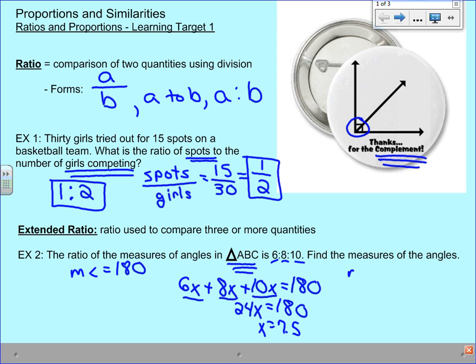So the measure of one of our angles would end up being 75 degrees. The measure of our second angle would be 60 degrees. The measure of our third angle would be equal to 45 degrees. And now we found out what the three angles were given this extended ratio.